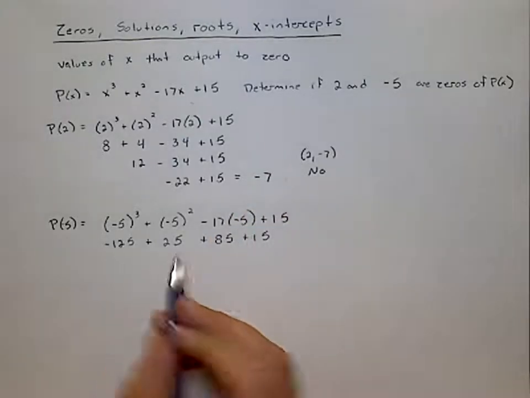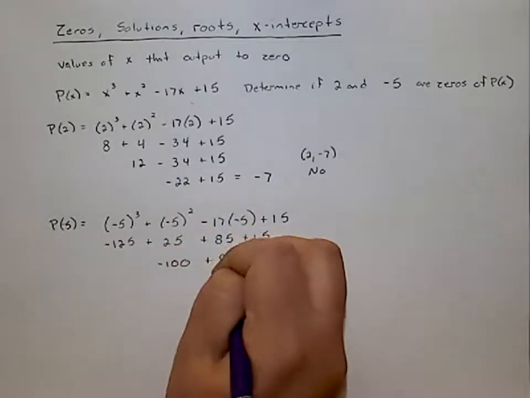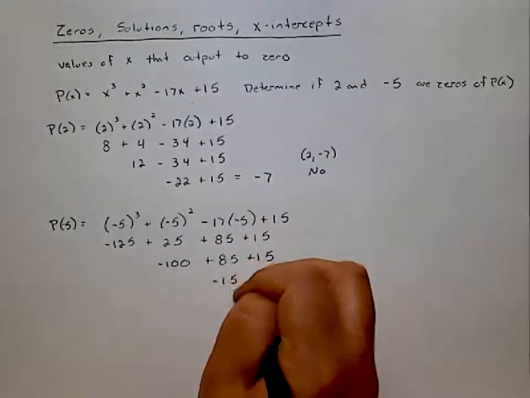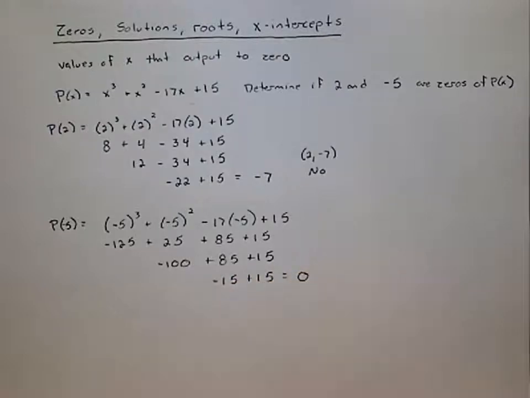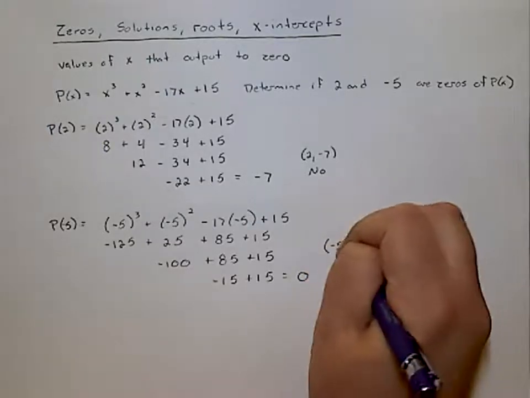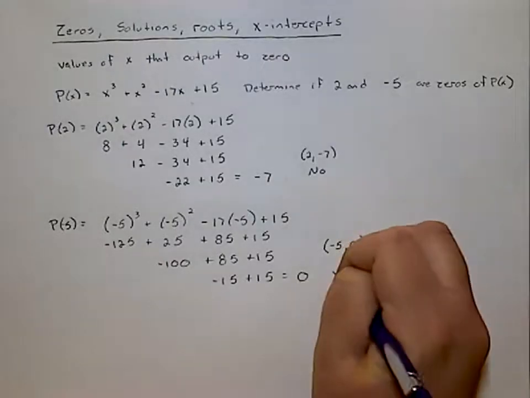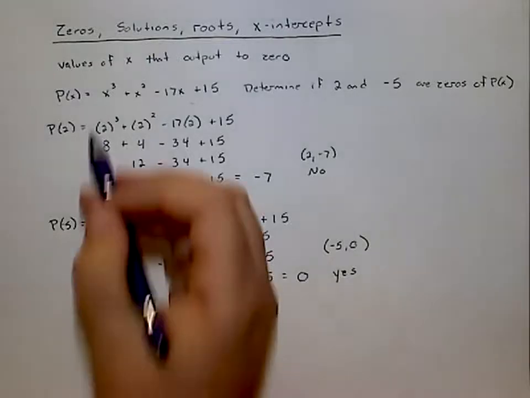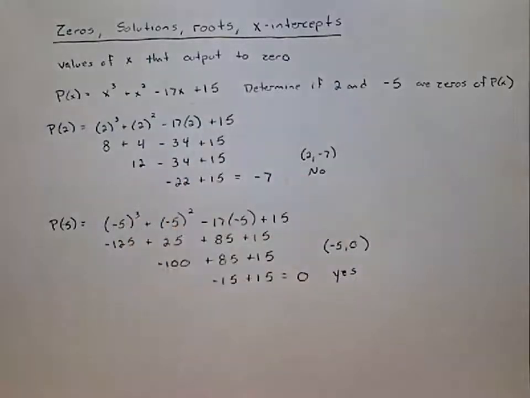Negative 125 plus 25 is negative 100 plus 85 plus 15. Negative 100 plus 85 is negative 15. Negative 15 plus 15 is 0. So we're looking at the point negative 5, 0. Does negative 5 output to 0? Yes. Negative 5 is a 0 of our polynomial x to the third plus x squared minus 17x plus 15.